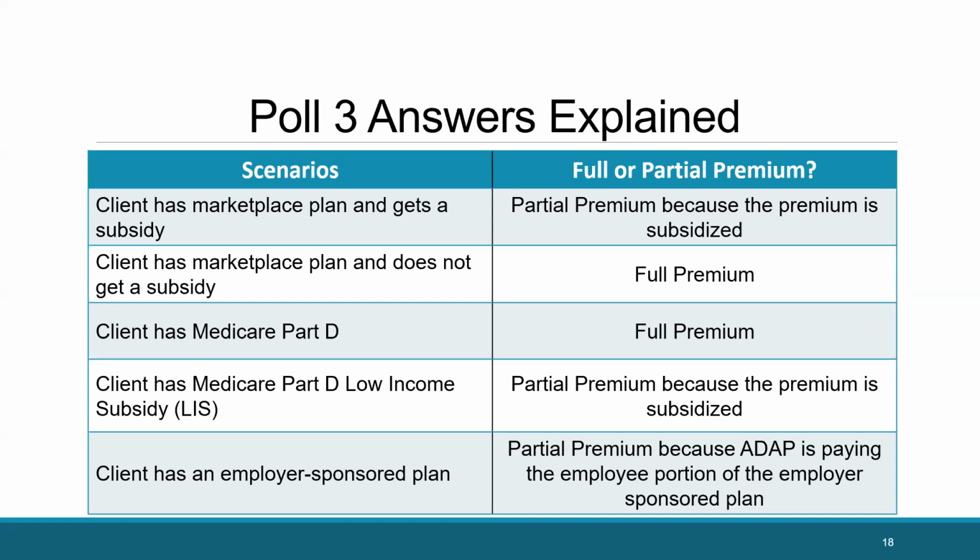Now the second example is that the client does not get a subsidy, so that it's a full premium payment. And then Medicare Part D, which I think all of you got right, is a full premium because there is no subsidy. But for Medicare Part D low income subsidy, that payment is subsidized so it would be a partial payment. And then lastly, if the client has an employer sponsored plan, it would also be a partial payment because the employer paid a portion of it.